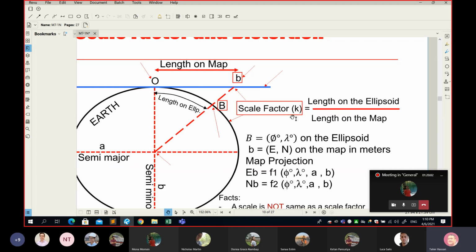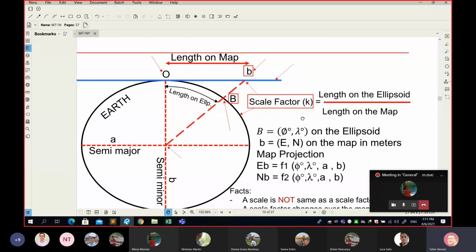So I'm asking you here, is the value of K equal to 1? I'm not asking you to tell me the value of K, I'm just asking you, does K equal 1? No. Okay, great. And what does it mean that K is not equal to 1? K not equal to 1 means there is some distortion that took place during the projection. When K is equal to 1, it means the length on the ellipsoid is equal to the length on the map, which means no distortion. Would you agree? Yes.